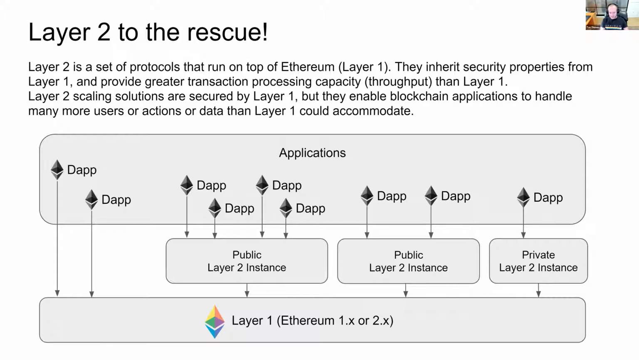And in this stack diagram, we have Layer 1 at the bottom, which could be Ethereum 1 or Ethereum 2. And then we can have multiple Layer 2 instances running on top of that. You can have public Layer 2 instances, which are shared by multiple applications. And you can also have private Layer 2 instances that are used only by one application or maybe 1 or 2 applications that they're dedicated to. And then you can still have applications running directly on Layer 1 alongside these.